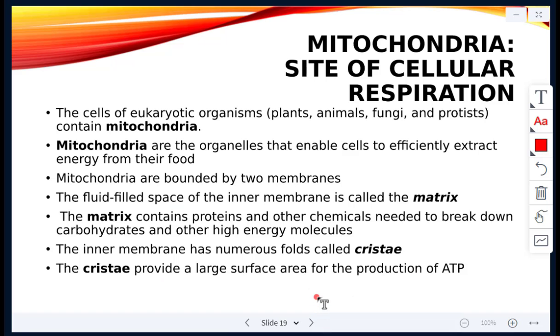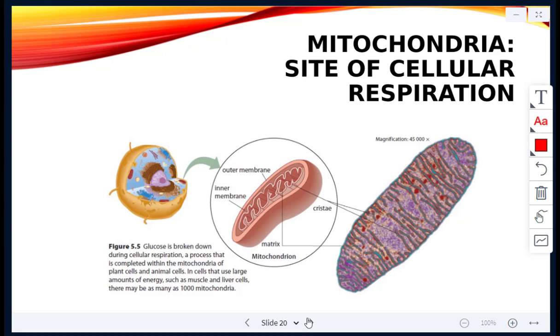Mitochondria, this is the site of cellular respiration. All right, and this is occurring in the cells of all eukaryotic organisms. So in plants, in animals, in fungi and protists, they all contain mitochondria. So these are the organelles that enable cells to efficiently extract energy from their food. Mitochondria are bounded by two membranes. So let's just take a look at the picture of a mitochondria.